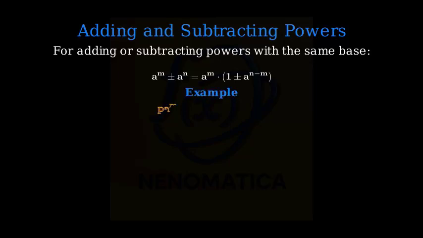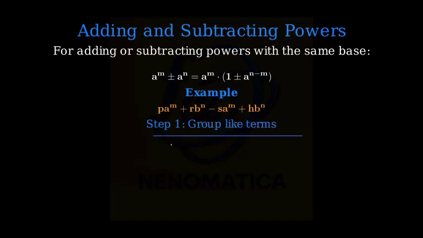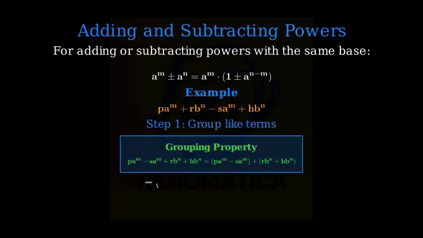Let's look at an example from the image. We need to simplify the expression p a to the power of m plus r b to the power of n minus s a to the power of m plus h b to the power of n. First, we'll rearrange the expression to group terms with the same base. We can rewrite this as p a to the power of m minus s a to the power of m plus r b to the power of n plus h b to the power of n.